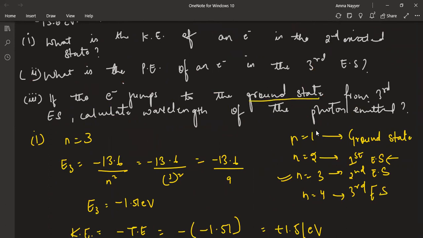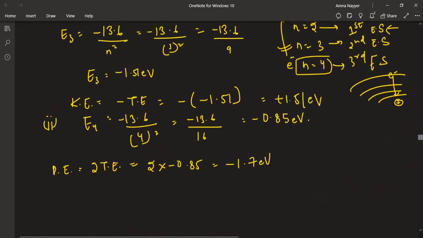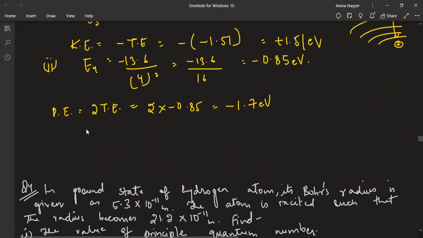It is n as 1. The third excited state, this is n equal to 4. So the electron is jumping from the fourth level to the first. It means these are the levels from the nucleus. So the electron is jumping from the fourth to the first one like this. You have to find out the wavelength. So how to calculate the wavelength? Just find out the change in energy difference.